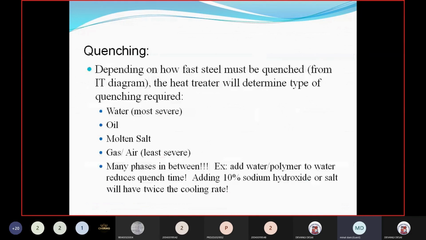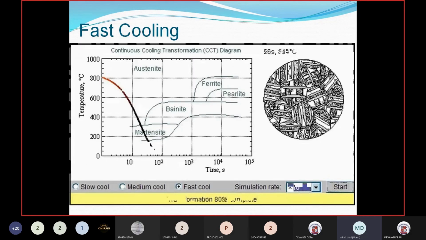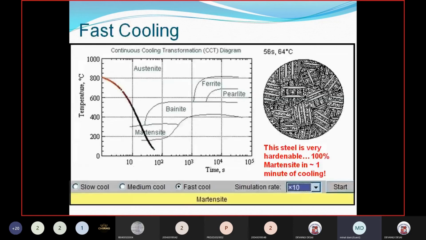This is about the quenching media which I have told you. See, now here in this slide, the very last time, and what they are telling about the phases. This is the martensite. It has a needle type of structure.